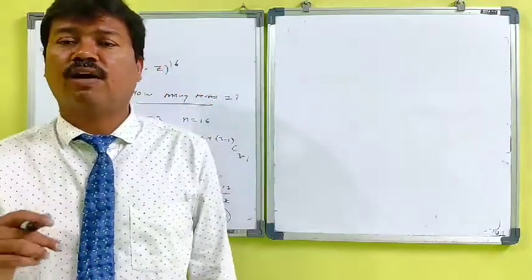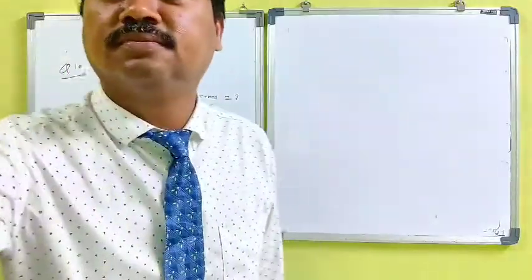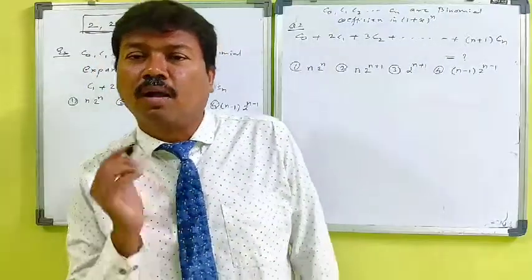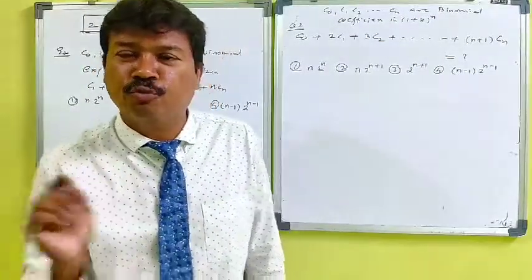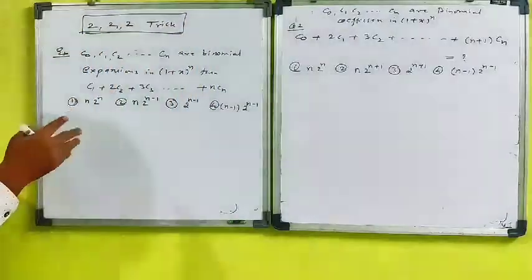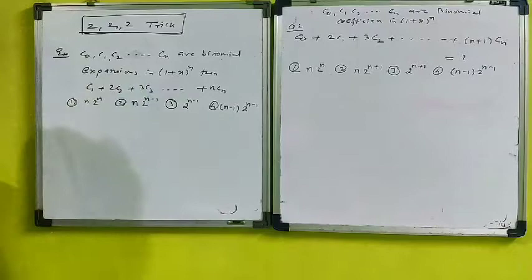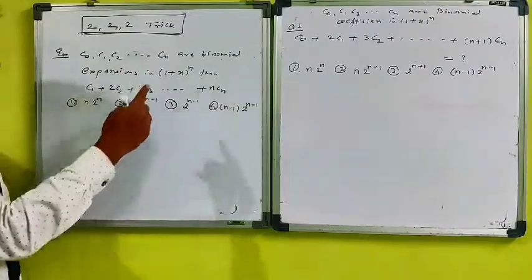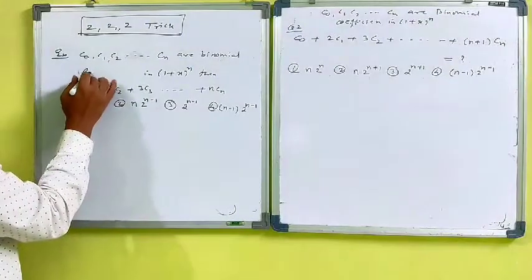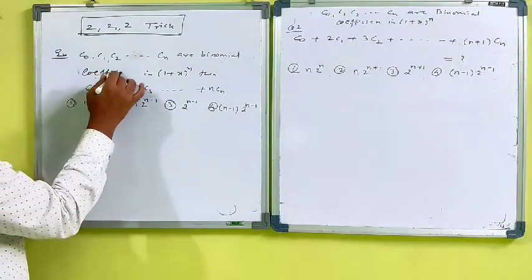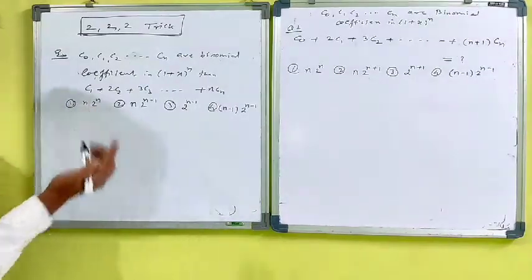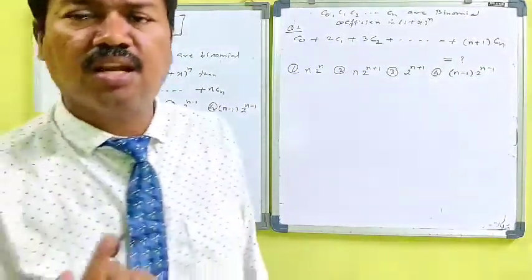Do you understand the first trick? Very simple, how to find the number of terms. Now we come to the next trick, trick number 2, called the 2 to 2. What is a 2 to 2? Generally we come across this type of question where C0, C1, C2, Cn are the binomial coefficients in the expansion of 1 plus x raised to n. Then find the value of C1 plus 2C2 plus 3C3 and so on.